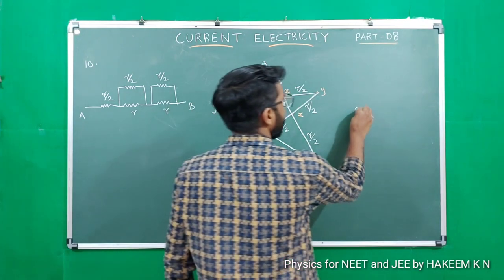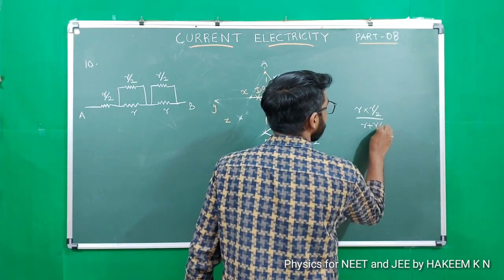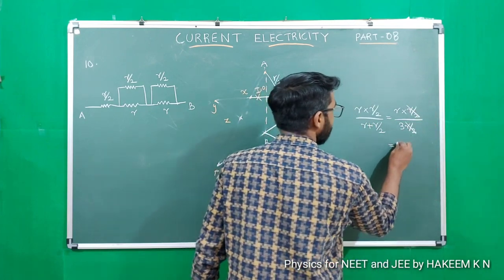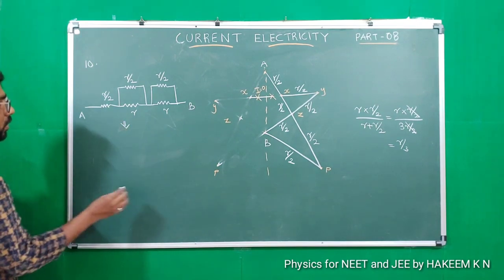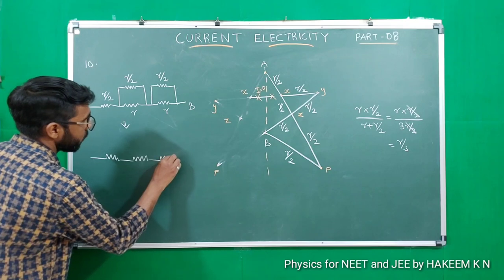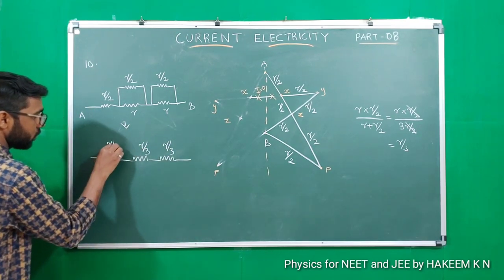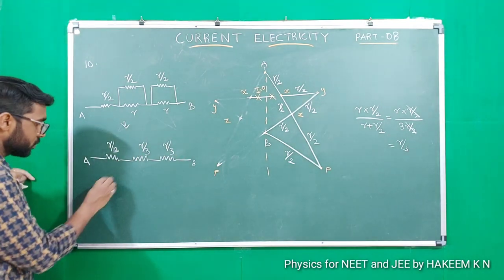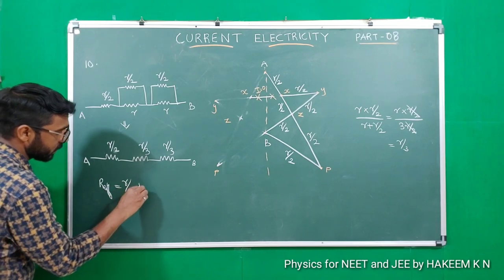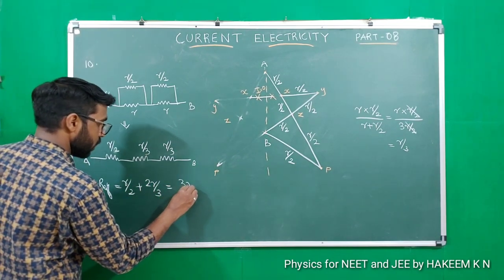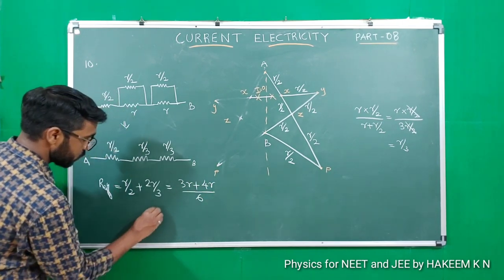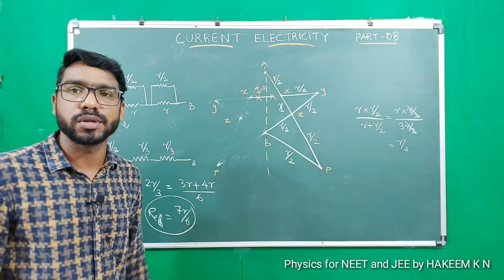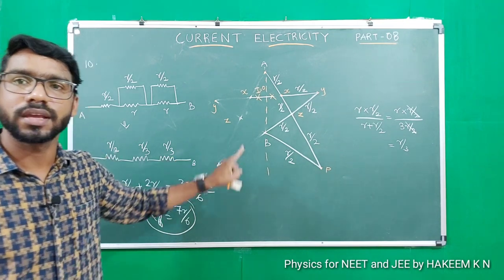R by 2 parallel, R into R by 2 divided by R plus R by 2. That means R into R by 2 divided by 3R by 2. R by 2 cancelled. We got R by 3. So drawing again the effective: R by 2, R by 3, R by 3. Sorry, this is R by 2. These are in parallel, so effective resistance by adding R by 2 plus 2R by 3, we will get 3R plus 4R divided by 6, so R effective equals 7R by 6. This is the effective resistance of the star network, which is found using folding symmetry.